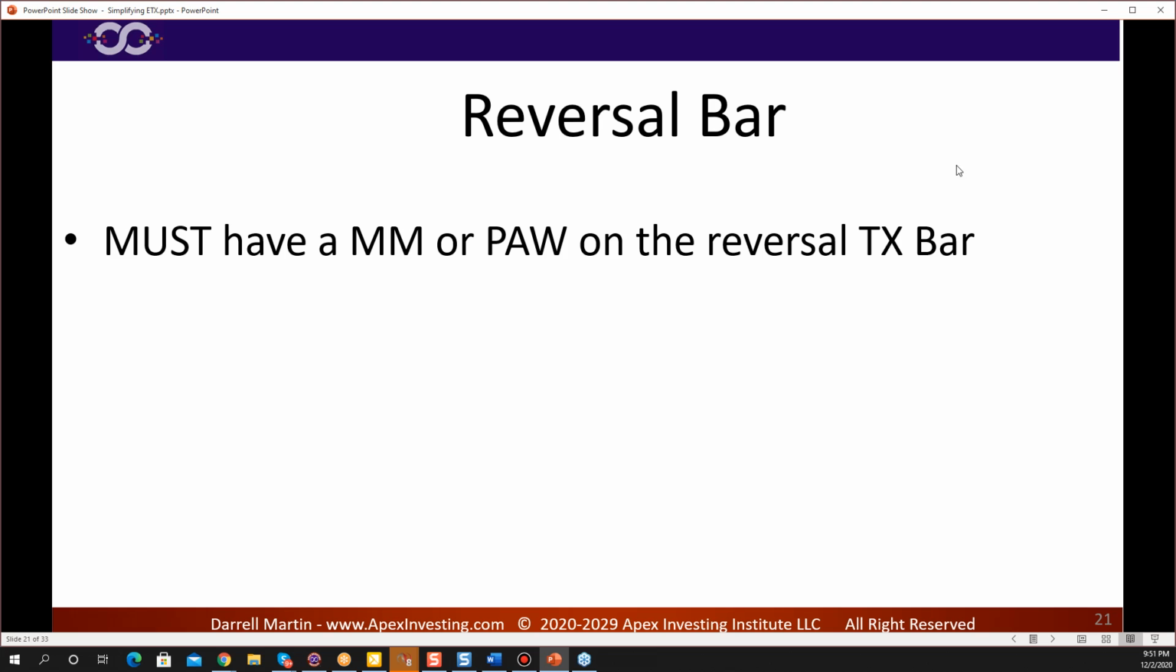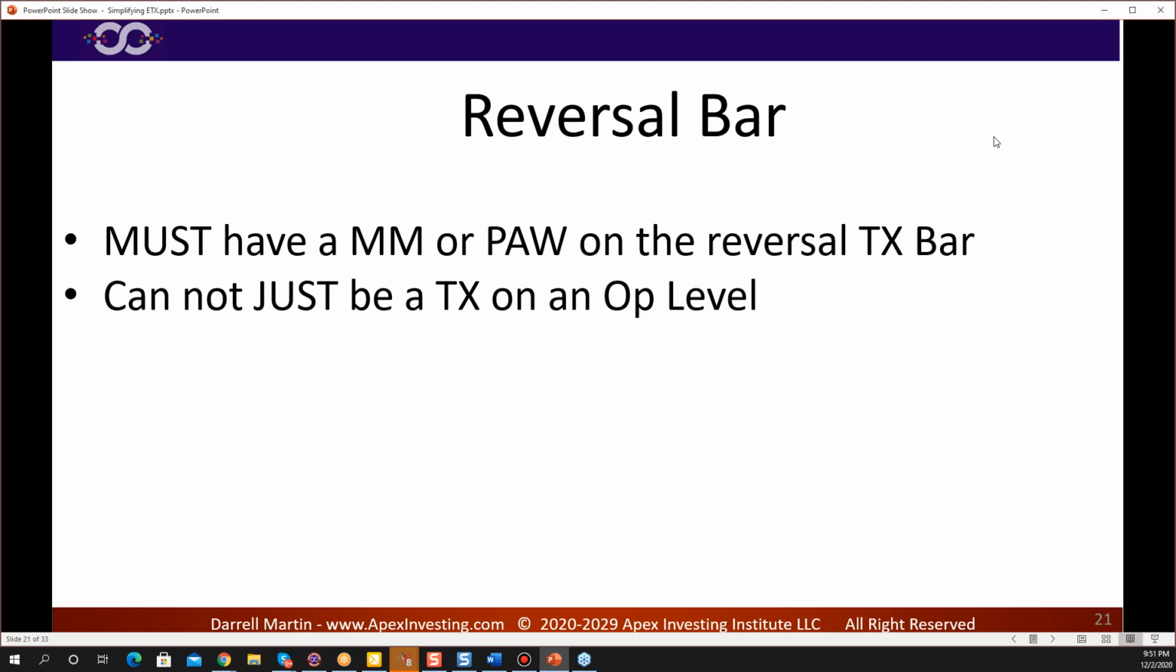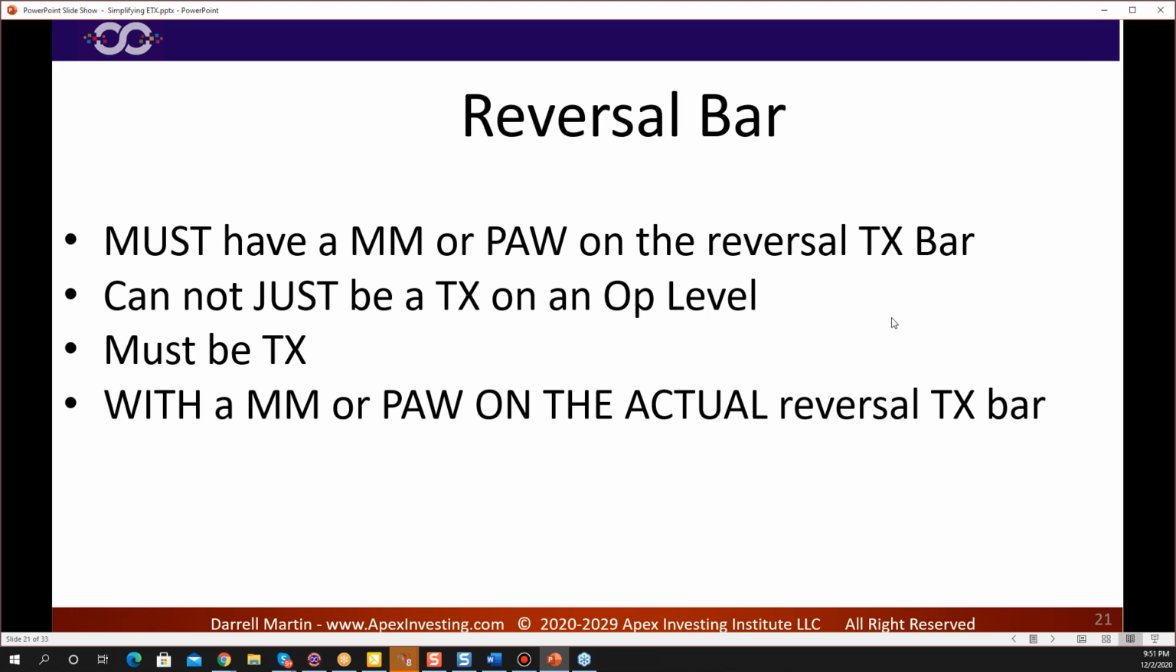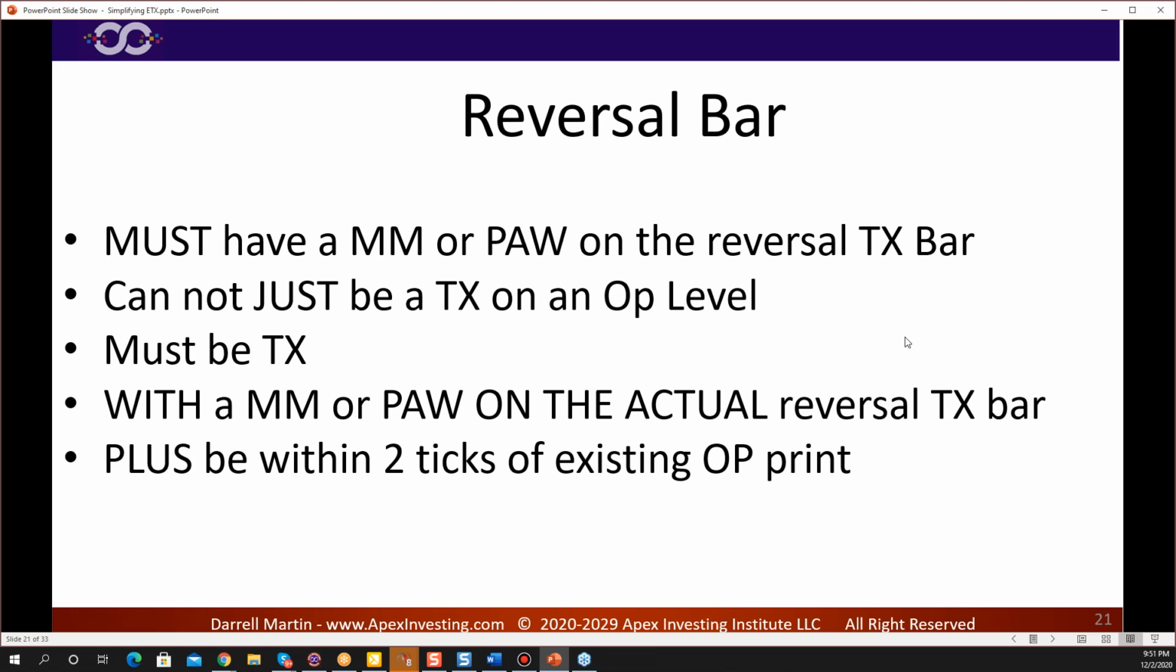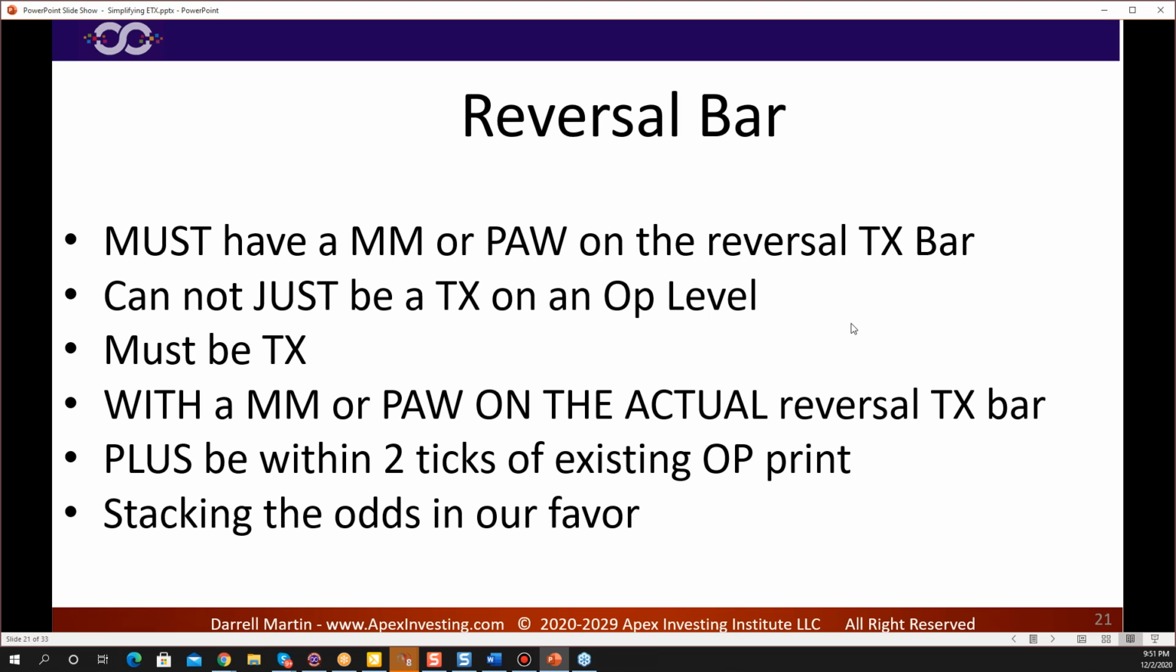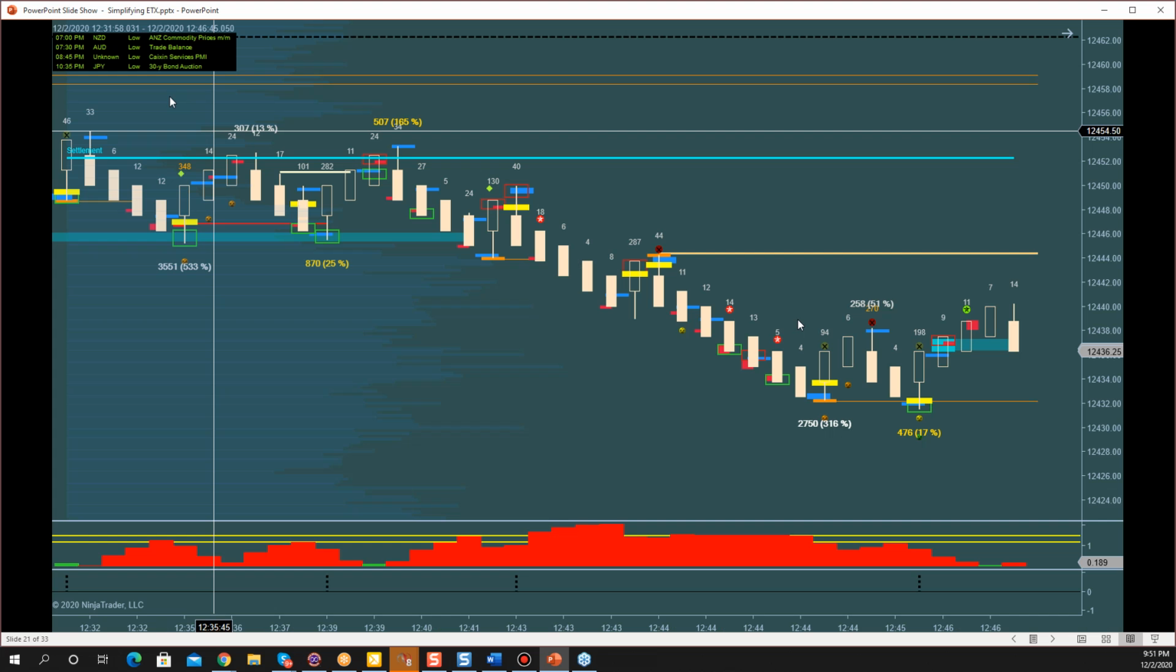Again, the reversal bar must have a mini magnet or Paul on the reversal TX bar. It cannot just be a TX on an OP level. It must be a TX with a mini magnet or Paul on the actual reversal bar, plus be within 2 ticks of an existing OP print, stacking the odds in our favor.